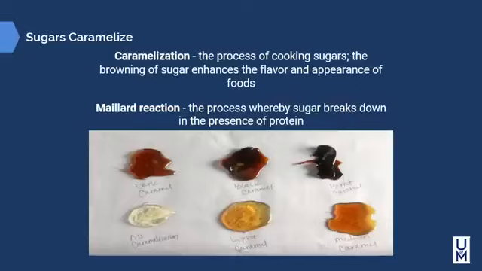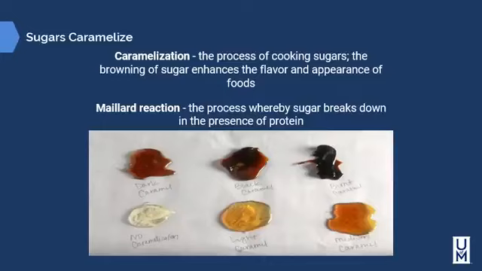Caramelization is the process of cooking sugars. The browning of sugar enhances the flavor and appearance of foods. The Maillard reaction is the process whereby sugars break down in the presence of protein. The process of cooking sugars is called caramelization. As sugars cook, they gradually darken from golden to a deep brown and change flavor. Caramelized sugar is used in many sauces, candies, and desserts, but caramelized sugars are also partly responsible for the flavor and color of bread crusts and the browning of meats and vegetables. In fact, the process of caramelization is responsible for most flavors we associate with cooking.